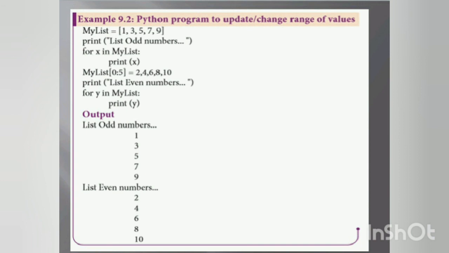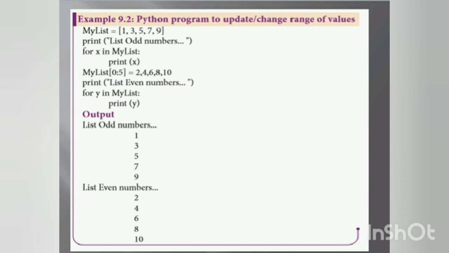My list is equal to 1, 3, 5, 7, 9. Then print list odd numbers, for x in my list. So it will access x value, that is an index variable. It will access one element from my list and print it by using the print statement. Then the next line, here you are going to change a range of values, that is my list of 0 to 5. My list is the name of the list.